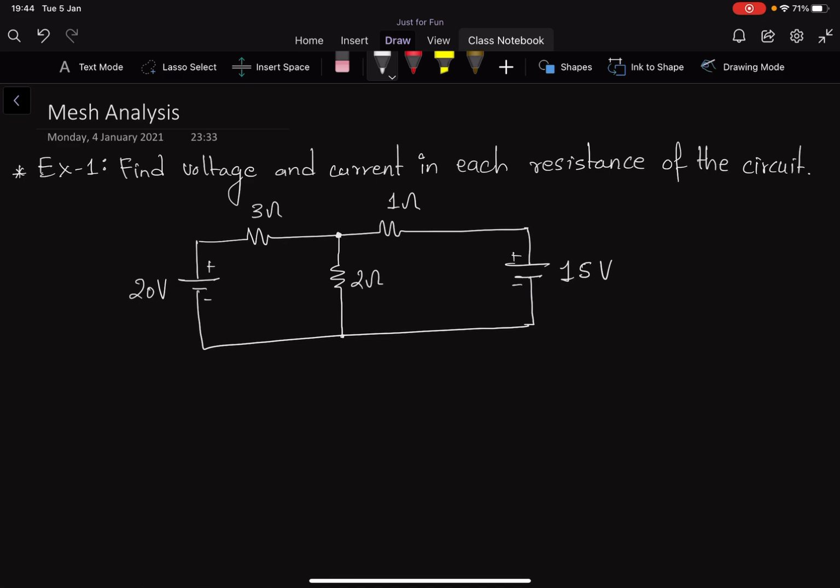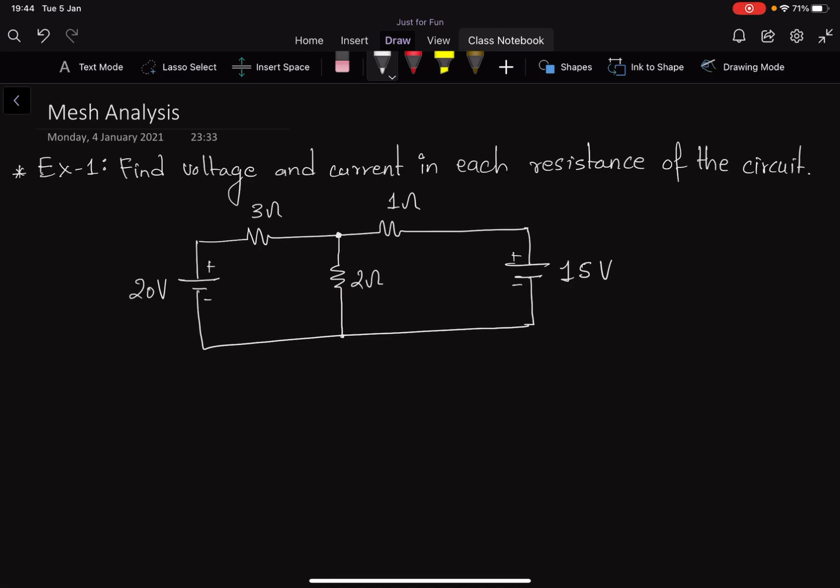And today we are going to focus on a topic which is very popular in electrical engineering, and the topic is called mesh analysis. I have one example here, and we are going to find the voltage and current in each resistance of the circuit using mesh analysis. So that's what we're going to do here.